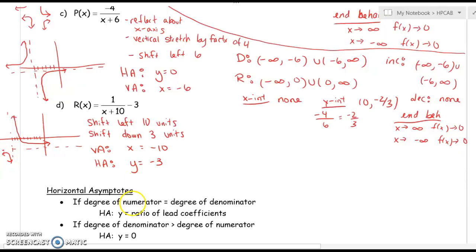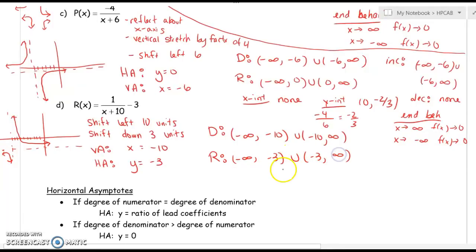All right. And then as far as the domain and range, domain, the only thing that x cannot equal is -10. Look at that denominator. So -∞ to -10, union -10 to +infinity. The range, the only y value we cannot have is that -3. So it's going to go from -∞ to -3, union -3 to +infinity.